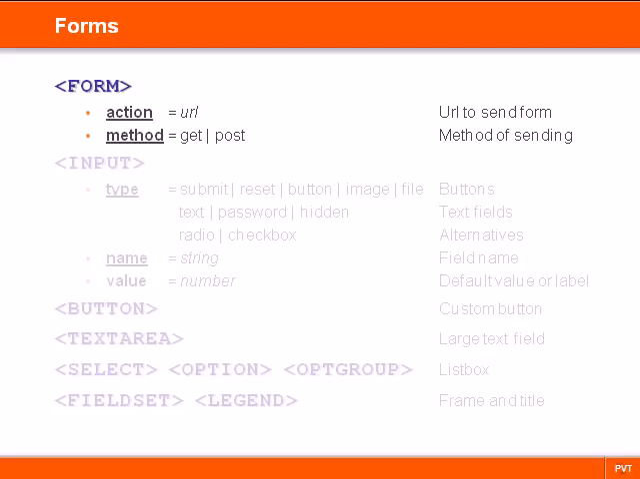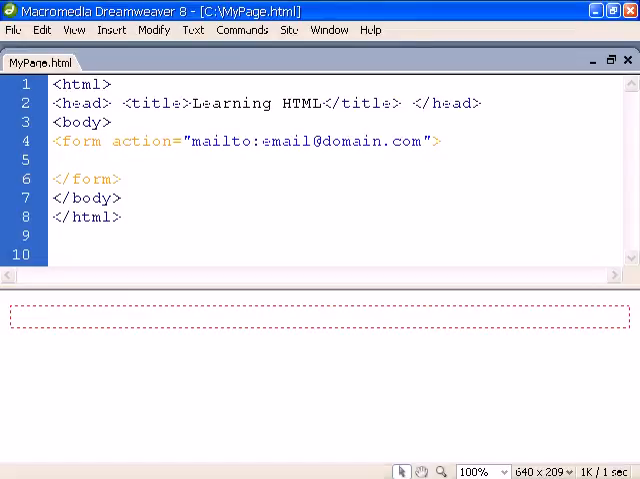Action is the location where the form is sent to. This can be either an email link or a form handling script. A form handler requires server-side programming and uses the Common Gateway Interface, both of which will be covered in different tutorials. The other required attribute is the sending method, which can be either GET or POST.